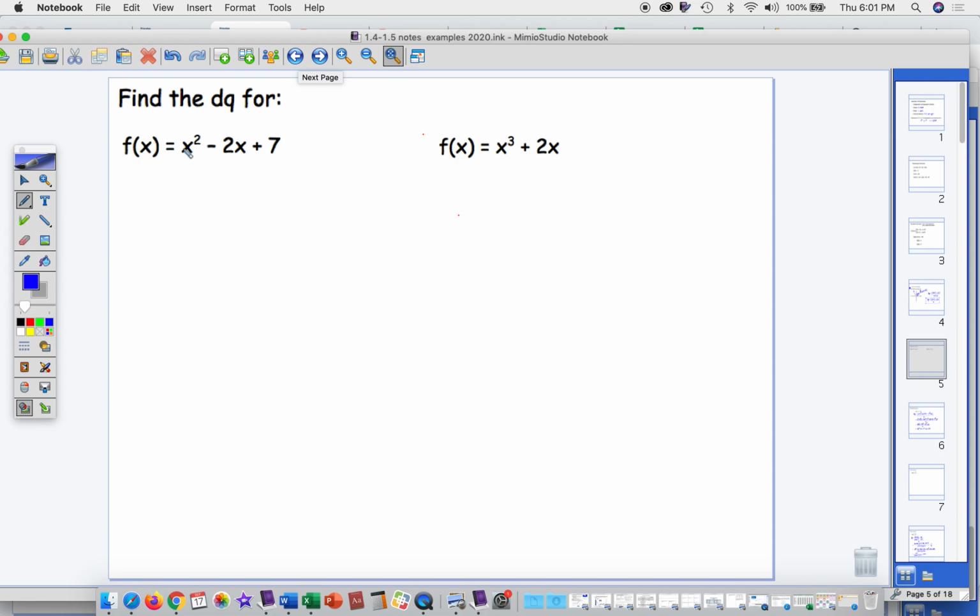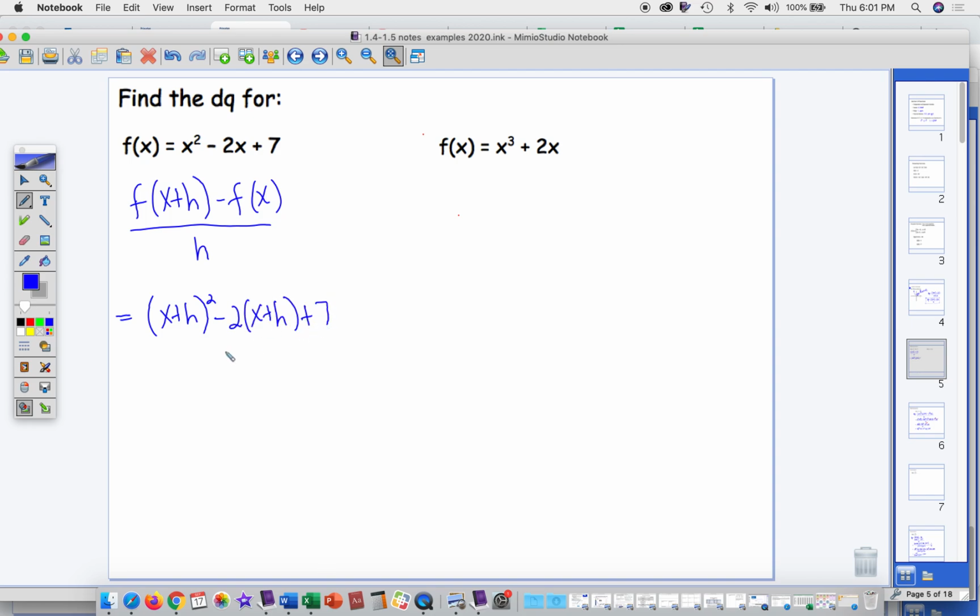So you're asked to find the difference quotient for each of these functions. So I'm going to start with this one. Again, I'm going to write it out here: f of x plus h minus f of x, all over h. So this first part, just like the previous example, you're plugging x plus h into each x in the equation or in the function. So I'm going to start with x plus h squared minus 2 times x plus h plus 7, and it's all of that over h.